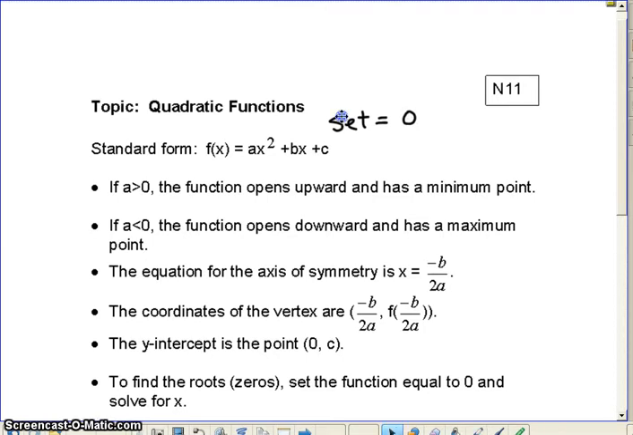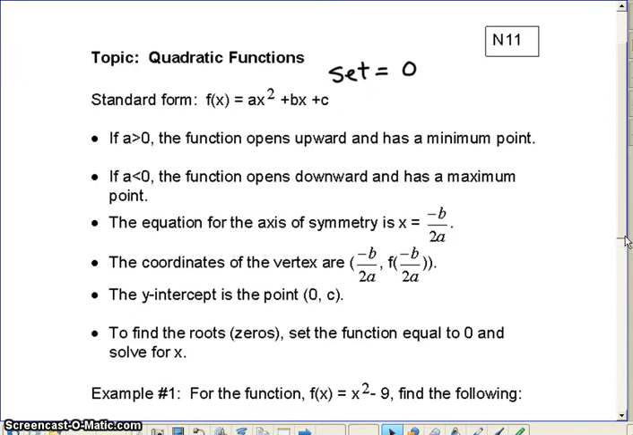All right? If a is a number greater than 0, then your function is going to open upward. Okay, in other words, if this number here is positive, then you're going to have a parabola that opens up like this. If that number a is less than 0, in other words negative, then it's going to open down like this. Okay?